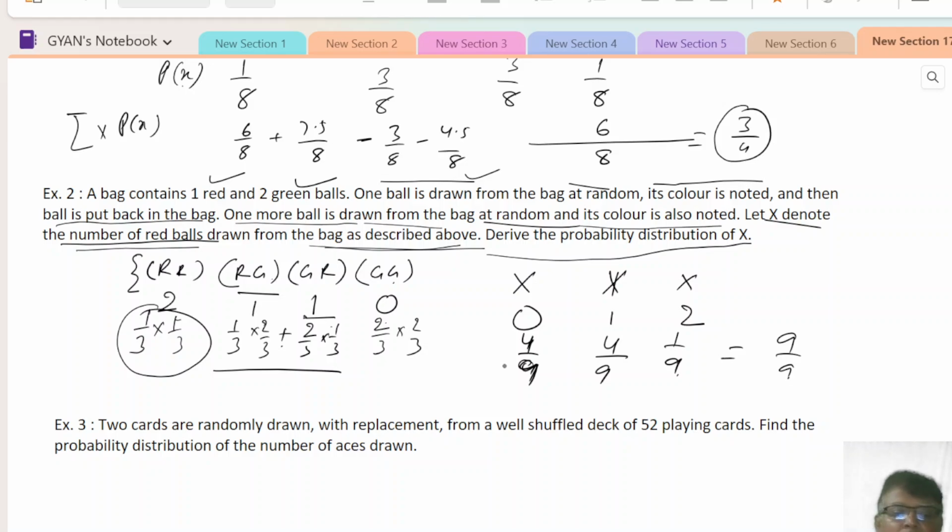So what is the expected value of X? So for the expected value, just add it: px into x. So 2 by 9 plus 4 by 9, that is 6 by 9.